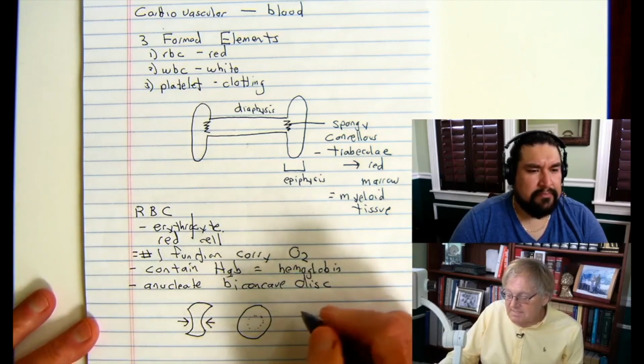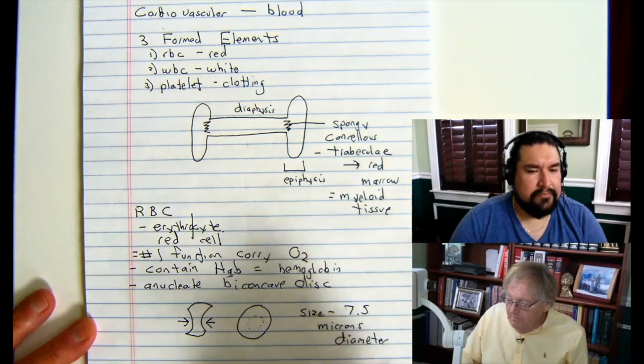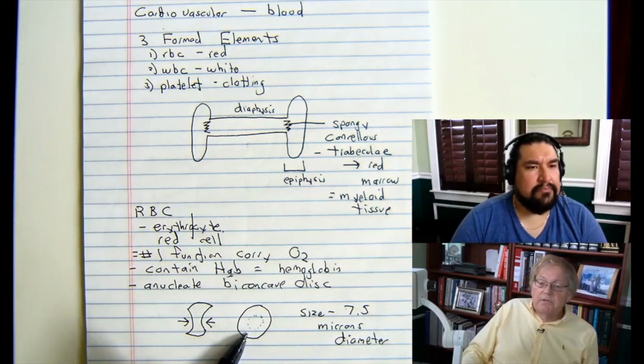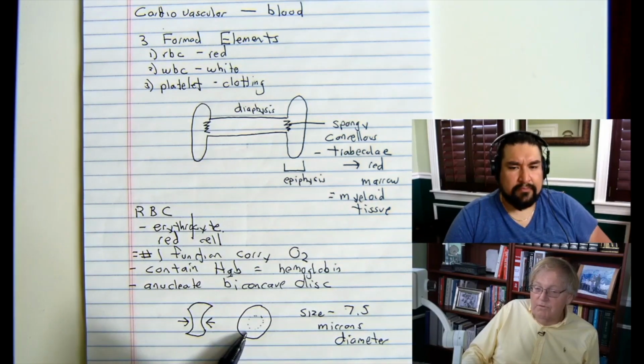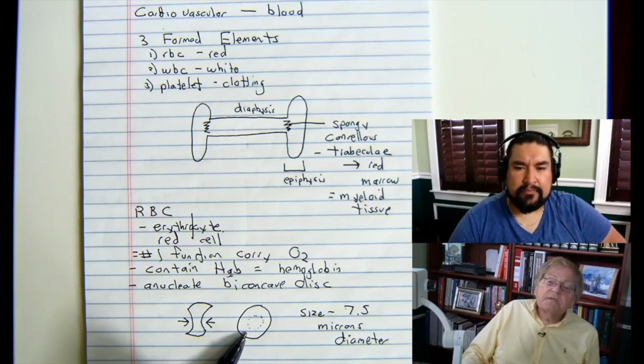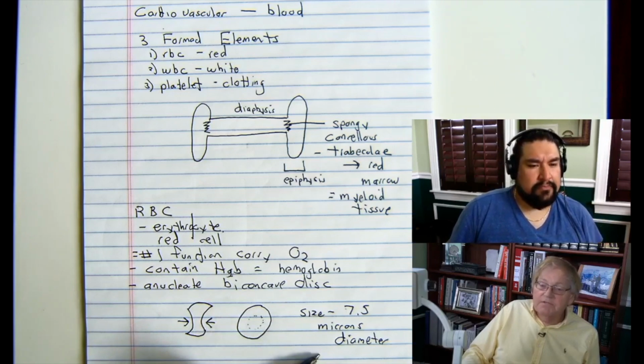We're going to use a size. The normal size is going to be 7.5 microns in diameter. And remember, it lost its nucleus when it matured. So as a red blood cell is maturing, it starts out as a cell with a nucleus, but as it matures, it replaces that with hemoglobin so it can carry oxygen.